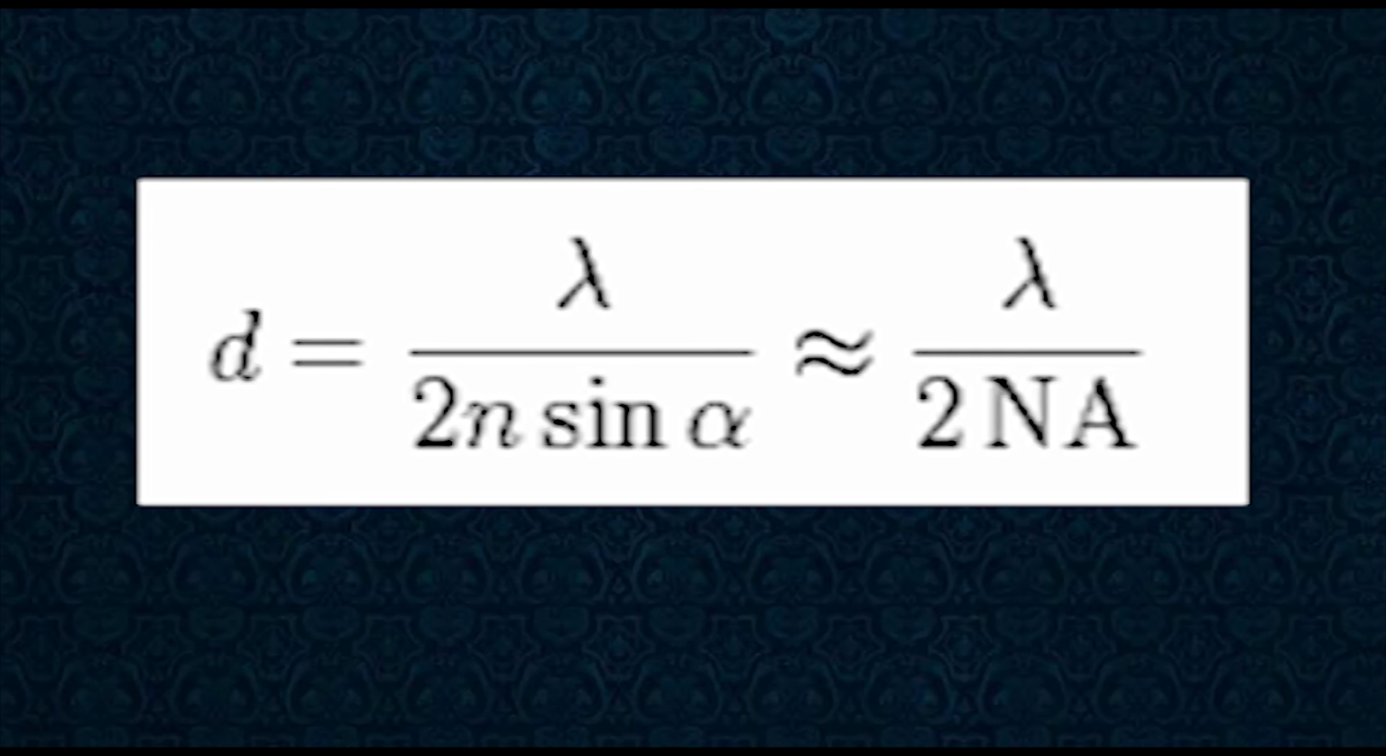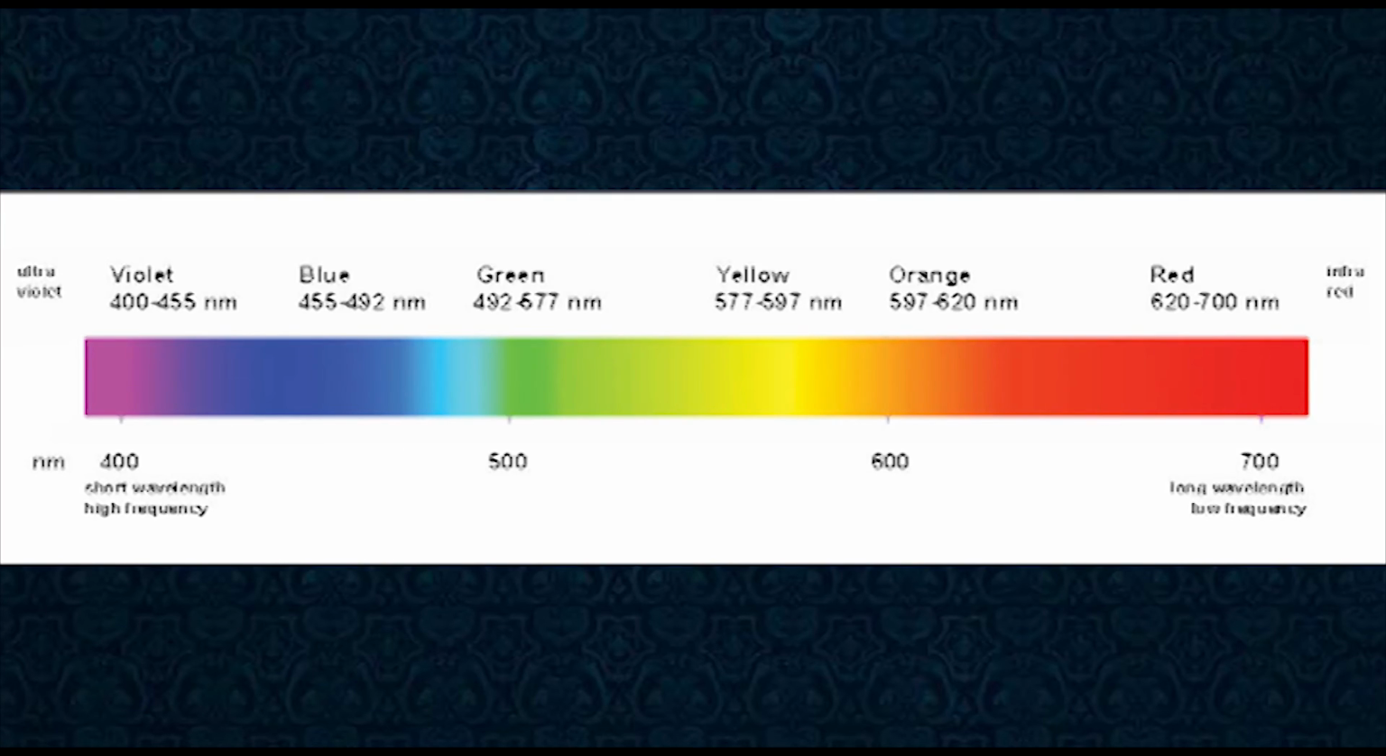The variable d is the maximum resolution, lambda is the wavelength of the photons used to examine the specimen, NA is the numerical aperture of the system, and n is the index of refraction of the medium in which the lens operates. The spectrum of visible light ranges from wavelengths of roughly 400 to 700 nanometers. In calculating the resolution, we will assume the wavelength used is 550 nanometers.